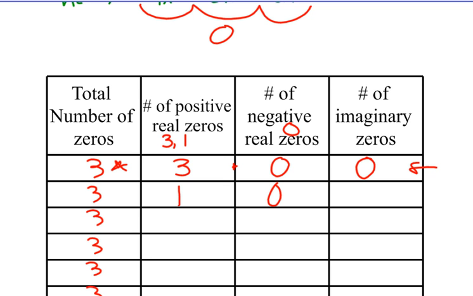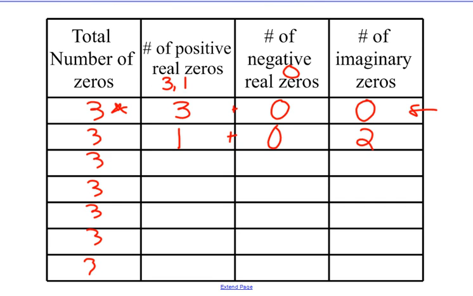Now here, if I have 1 plus 0, that's 1. I need 2 more roots, don't I? So that tells me I have 2 imaginary roots. That's all this table is. So really, this bottom part of the table, I was given a lot of room, but I didn't even need it. This table's kind of short. So there is my solution.